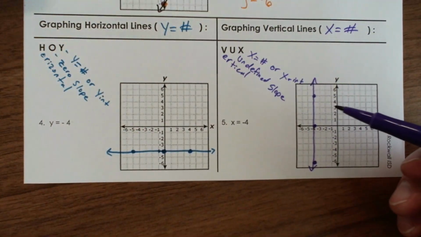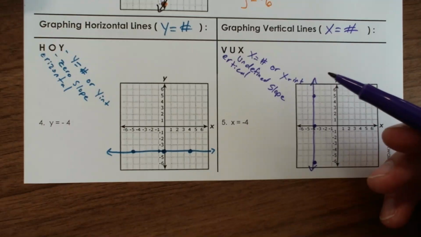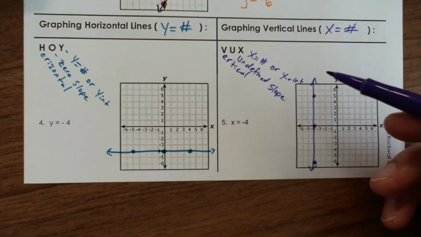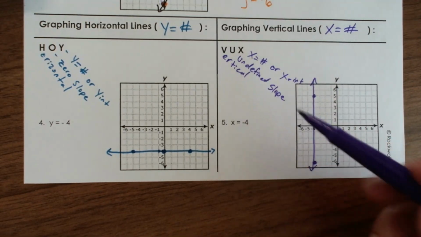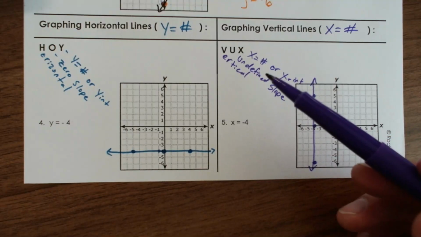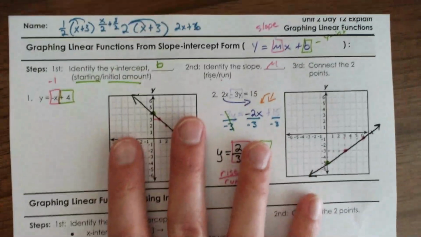And you can type this into Desmos to confirm this, and it'll give you this vertical line. This is one of the very few things that you can type into Desmos that will give you a graph, but it's not a function because it is a vertical line, so it does not pass the vertical line test. That's why it has an undefined slope. It is not a function. And that is our notes on graphing using slope-intercept form.